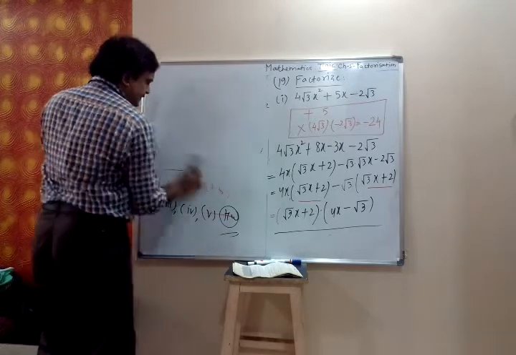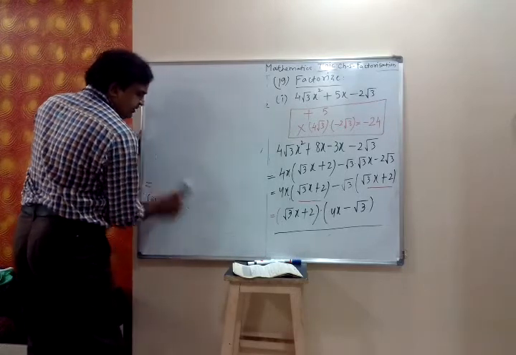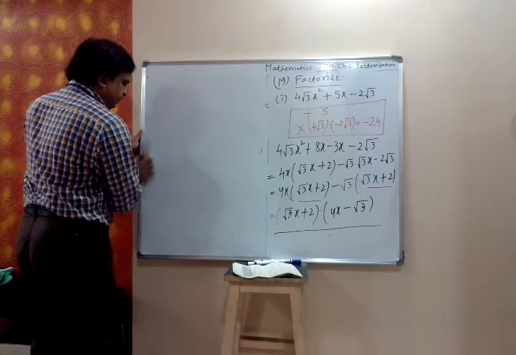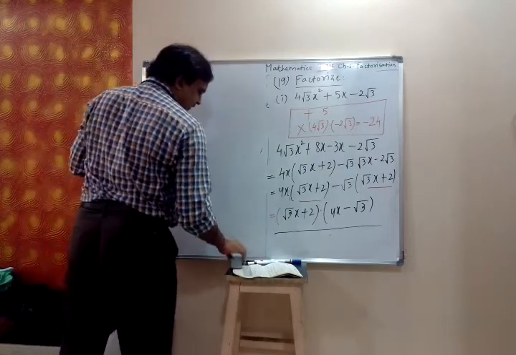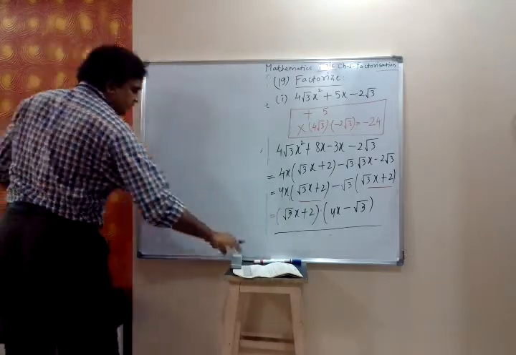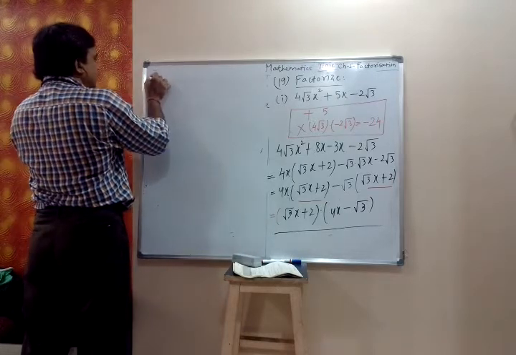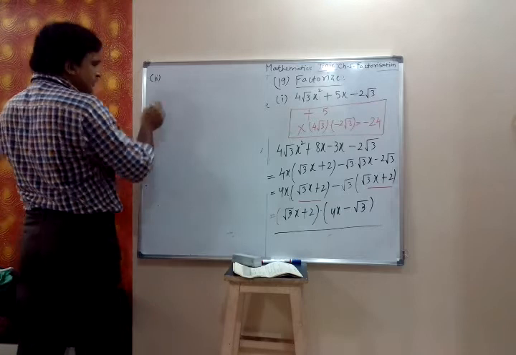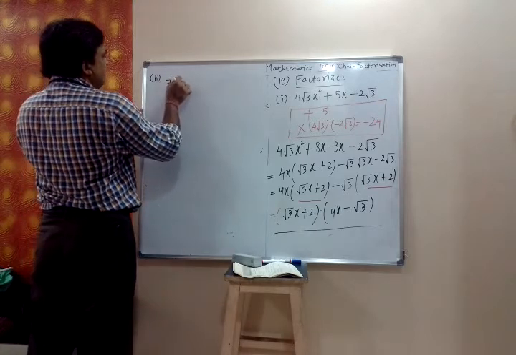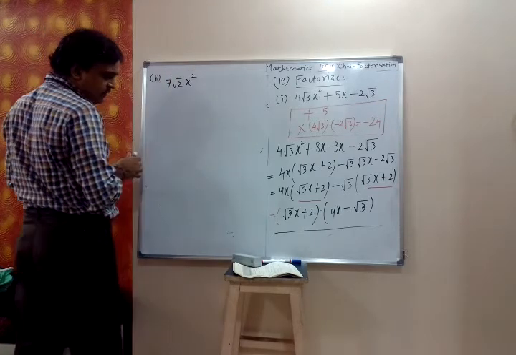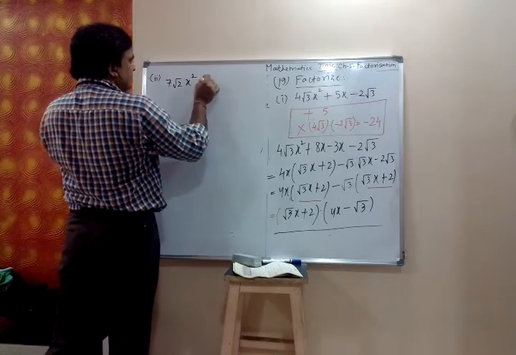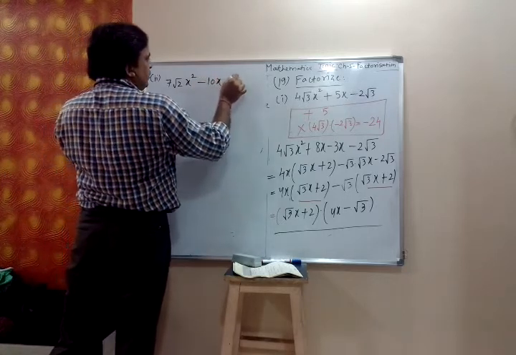Second one is same as this only. Anyway, let me do. Second one: 7 root 2 x square minus 10x minus 4 root 2.